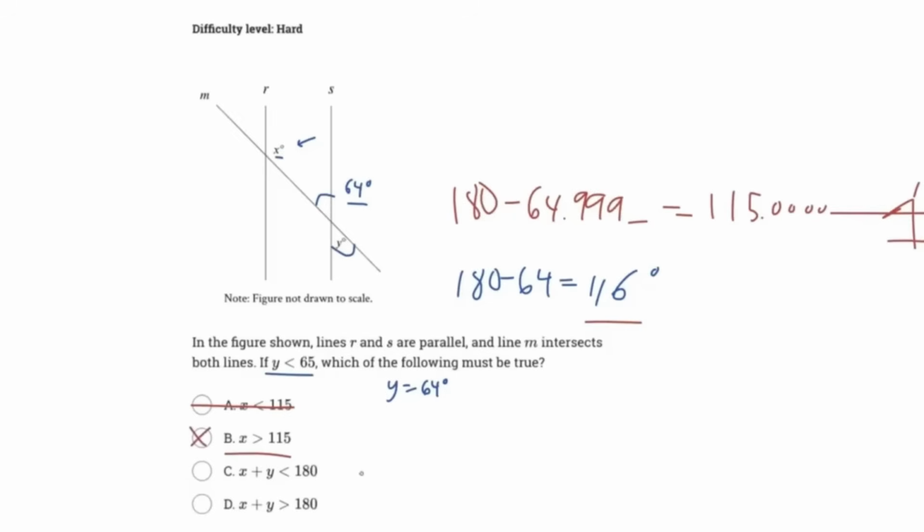So it says X plus Y has to be less than 180 degrees and X plus Y has to be greater than 180 degrees. Well, we just proved it here, right? We said that if Y, we could just name it 64 degrees. Vertical angles, this is 64 degrees. We find that X would have to be 116 degrees. 116 plus 64 is 180 degrees. And so neither C or D is correct because X plus Y will always be equivalent to 180 degrees.